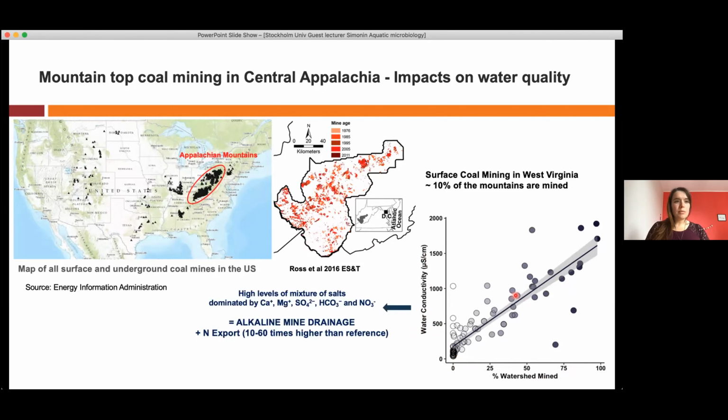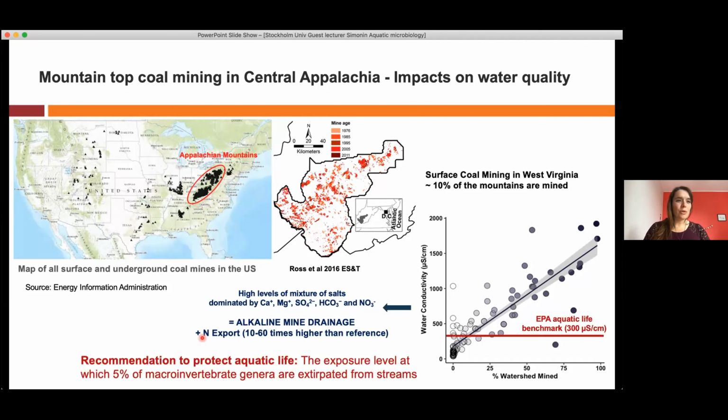So what does that conductivity mean? It's a high level of mixture of salts, mainly calcium, magnesium, sulfate, carbonates, and nitrates, leaching from the exploded rocks, basically, that have been displaced from the top of the mountain to the valleys. And this is called alkaline mine drainage, because in this case, this high level of salts also leads to an increase in the pH of the water. It's not acid mine drainage, it's alkaline mine drainage. And we also observe a huge nitrogen export, 10 to 60 times higher than in reference streams. So this is well known, that there's a huge impact on water quality.